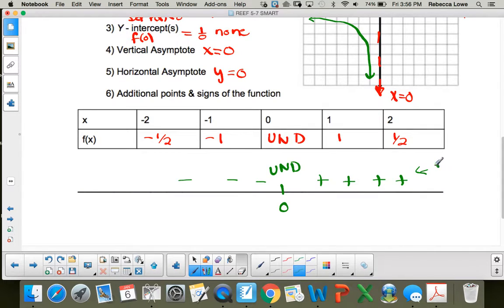So I'm going to stop there. I want you to graph the second one, B, and see how much you could do on your own for B, and the next video will entail B.